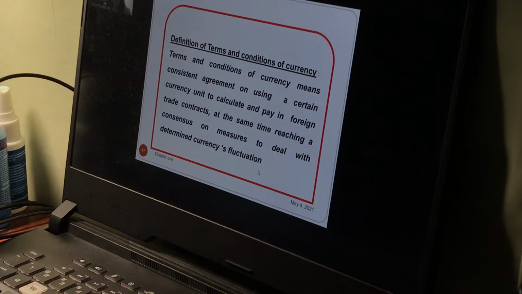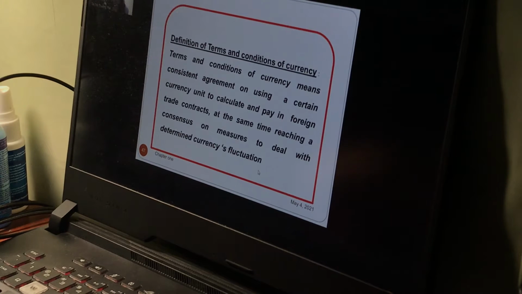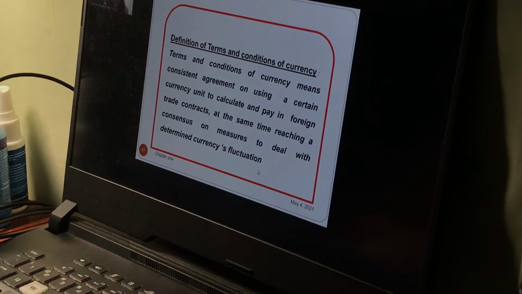Now again, my question is, what is calculation currency and what is payment currency? The next question is, they are the same or different? The third question is, if they are different, I mean that you use one currency to calculate and you use another currency to pay, so what happened to parties to the transaction?